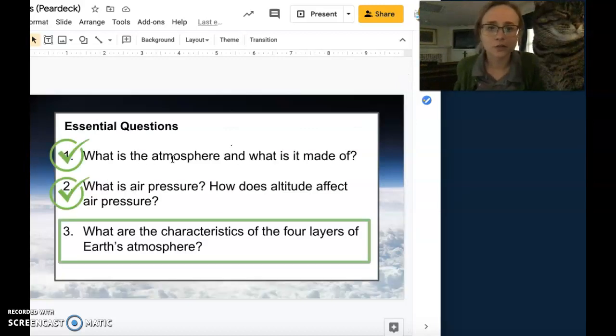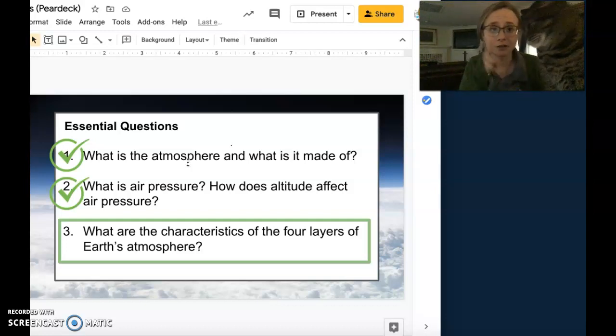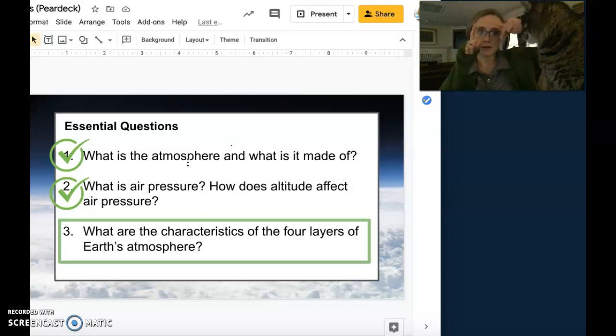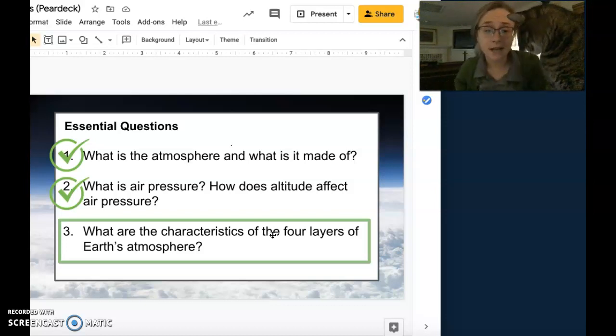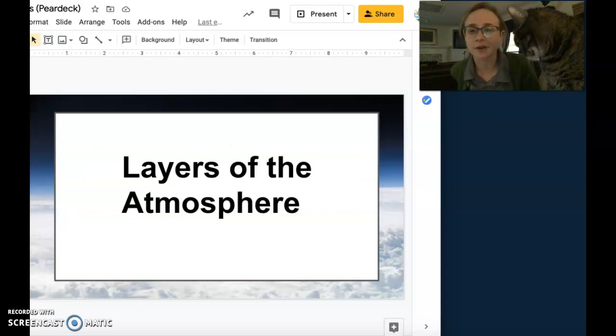So yesterday we learned what the atmosphere is. We learned that it's made of mostly nitrogen and about 28% oxygen, and it surrounds Earth and it protects us. We also learned that air pressure is the force of the air above you pushing down on you. As altitude increases, air pressure goes down. Today we're going to learn what the characteristics of each of the four layers of the atmosphere are.